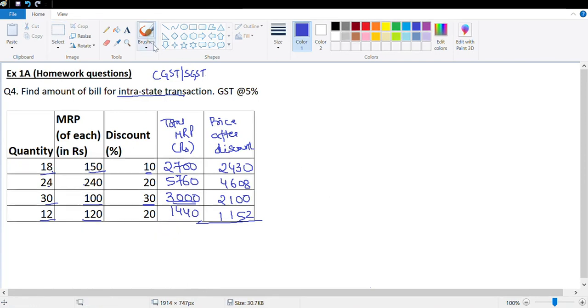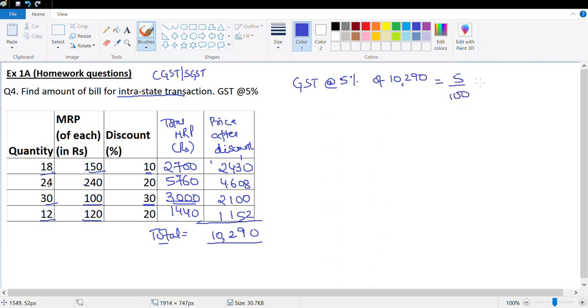Let's calculate the total price of all the products. Adding 2430, 4608, 2100 and 1152, that comes to 10,290. So GST is at the rate of 5% of 10,290. That would be 5 upon 100 into 10,290.